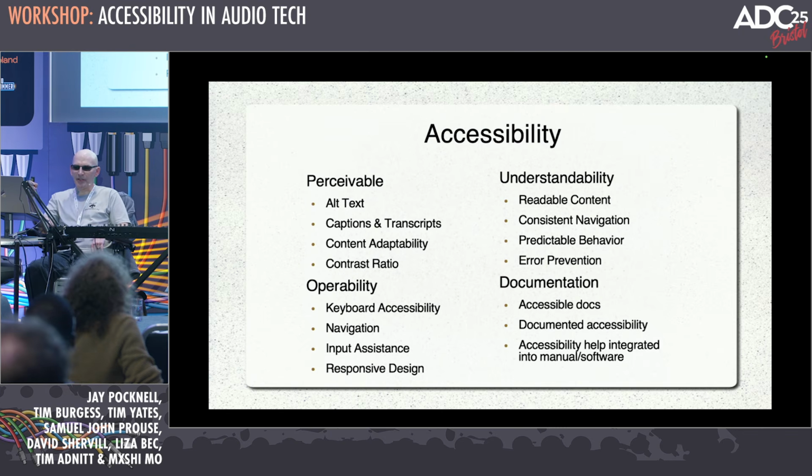Accessibility, it needs to be perceivable. We need to have alt text, captions and transcripts. The content needs to be adaptable. Contrast ratio is something that's really important for low vision users and often gets overlooked, is the color contrast between text and background, but also non-text content, which is sliders, buttons, etc. Their contrast against the background as well. And a lot of software, it's not great. It only just meets the minimum requirements.